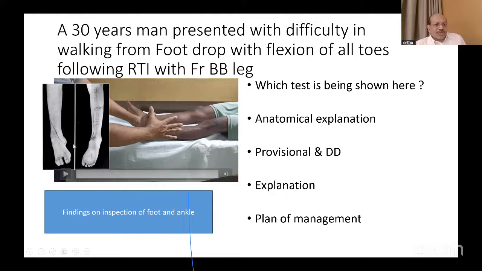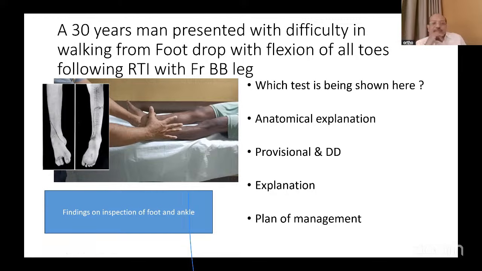So this is the hyperflexion of the IP joints and the hyperextension of the metatarsophalangeal joint. So this is a clawing deformity, the clawing of all the toes along with the equinus deformity. So basically that is there. So what is the inference?